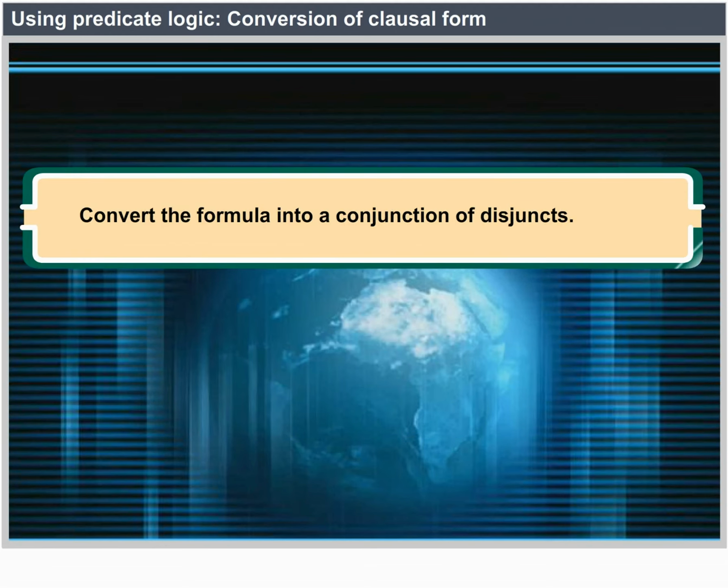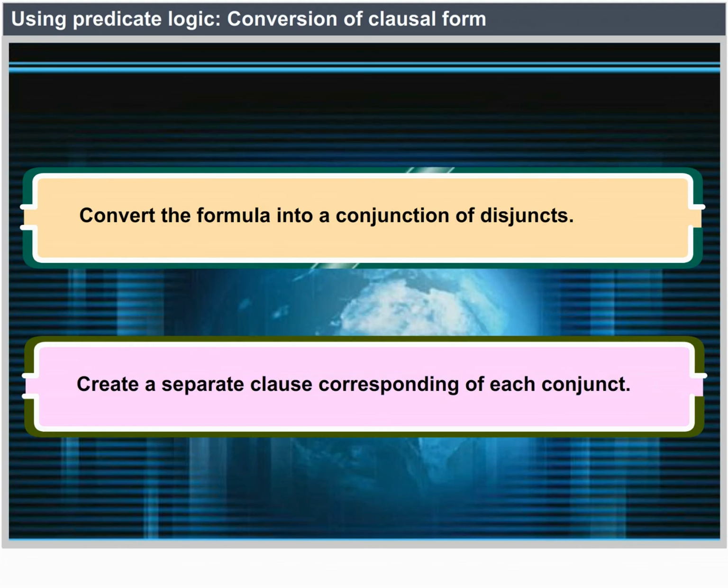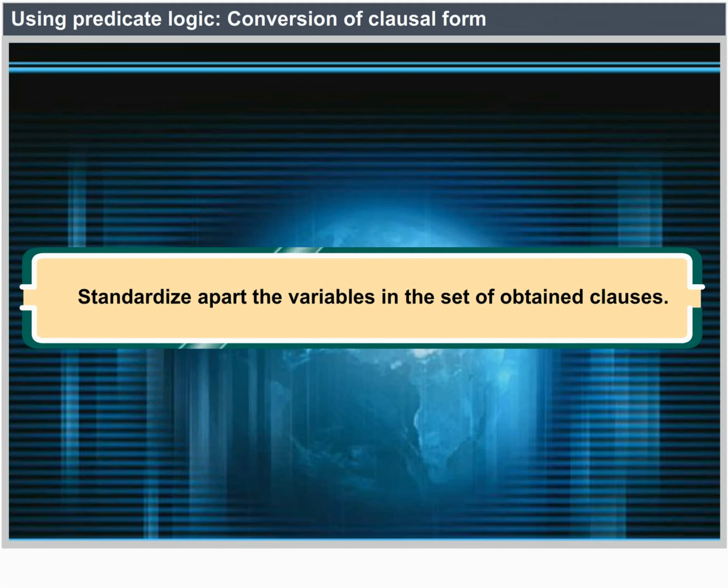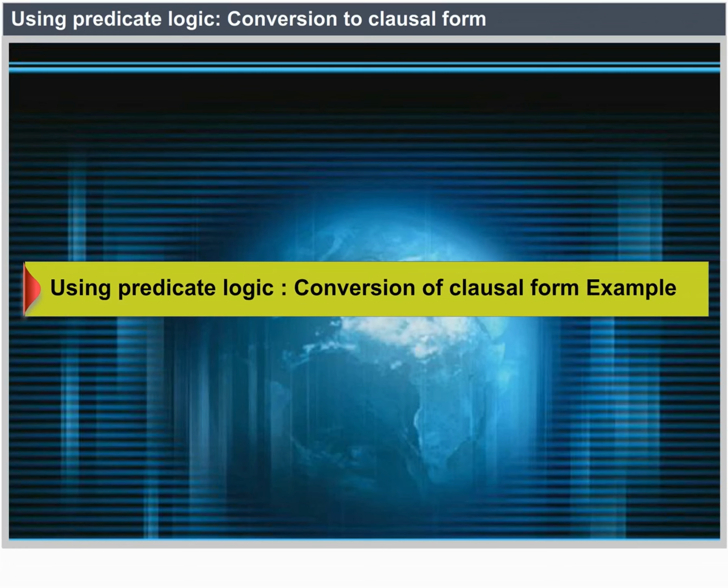Convert the formula into a conjunction of disjuncts. Create a separate clause corresponding to each conjunct. Standardize apart the variables in the set of obtained clauses. Using predicate logic: conversion to clausal form. Example.